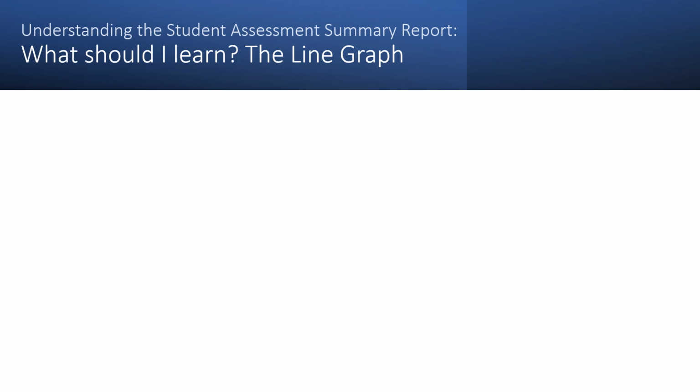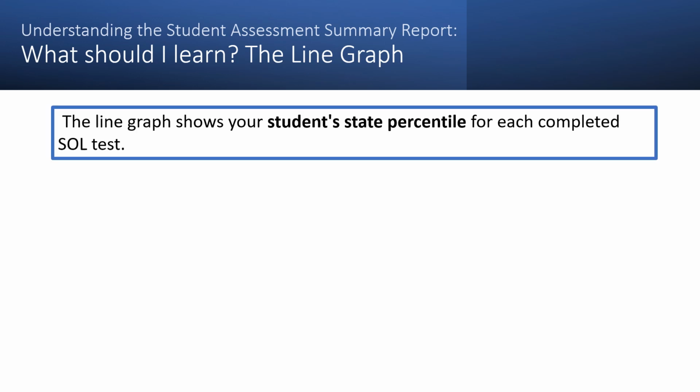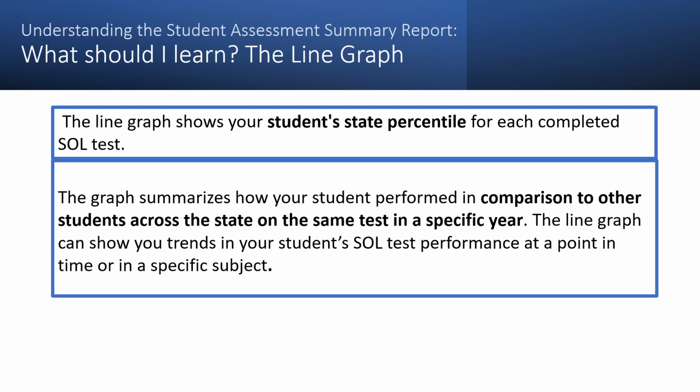In general, what should we learn while viewing the line graph? The line graph will show your student's state percentile for each completed SOL test. The graph summarizes how your student performed in comparison to other students across the state on the same test in a specific year. The line graph can show you trends in your student's SOL test performance at a point in time or a specific subject.